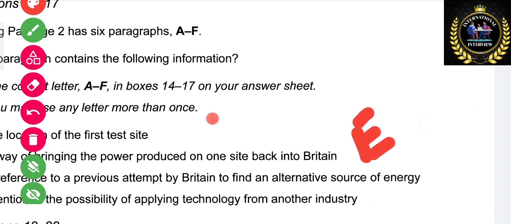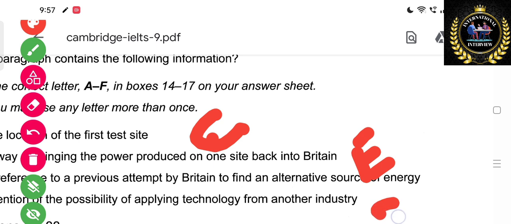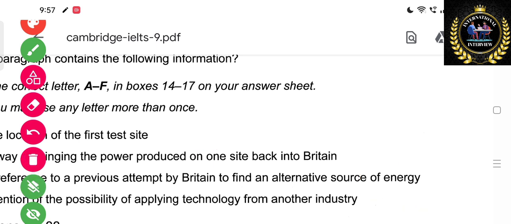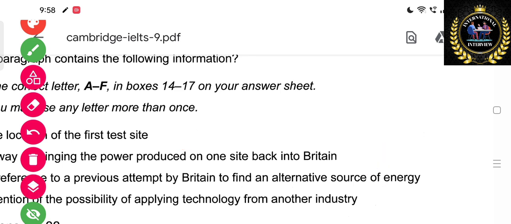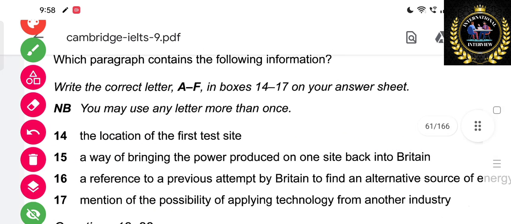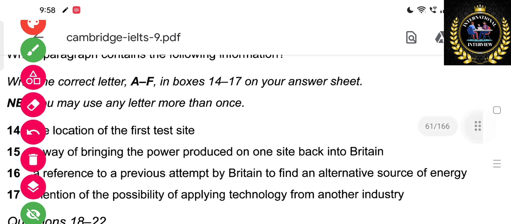Got it? Its answer was C. So now we are going to look for another answer. I am going to mention again: this is C, this is E, and this one was C. Now we will read question number 16, which is left. A reference to a previous attempt by Britain to find out the alternative source of energy. So here our keyword is alternative source. We'll read the paragraph and we'll get the answer.